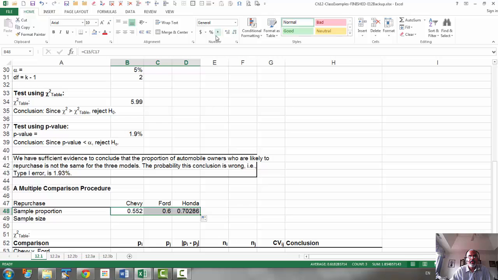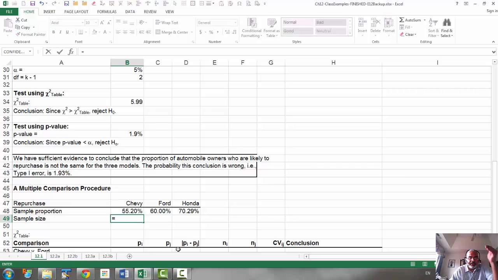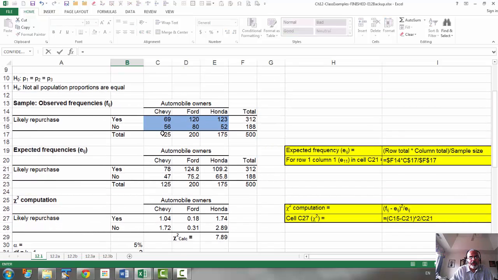Okay. Make that into a percentage. Now sample size is the number of observations made for each population.